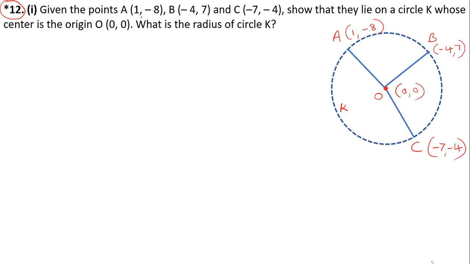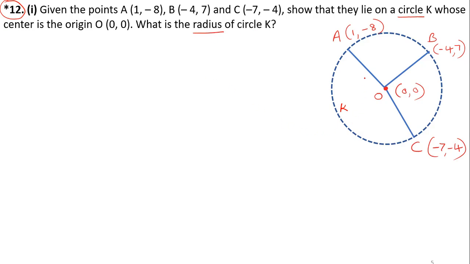Given the points A (1, -8), B (-4, 7) and C (-7, -4), show that they lie on a circle K. They lie on a circle whose center is the origin O. What is the radius of the circle K? So what is the radius they are asking?